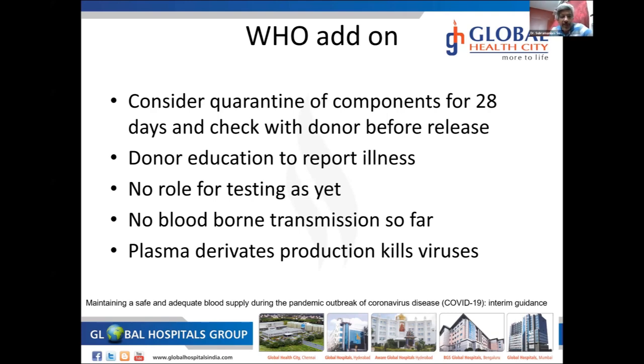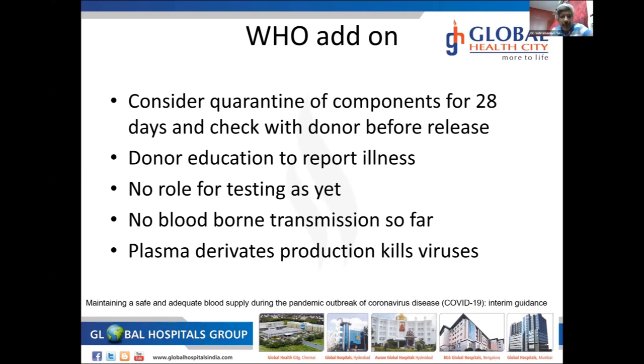Obviously, you need to do donor education. As of right now, there is no role for routine testing. There have been no cases of blood-borne transmission so far. The good news is, as far as plasma and its derivatives are concerned, all the steps involved have multiple things which kill viruses, so you don't have to do anything extra about that.